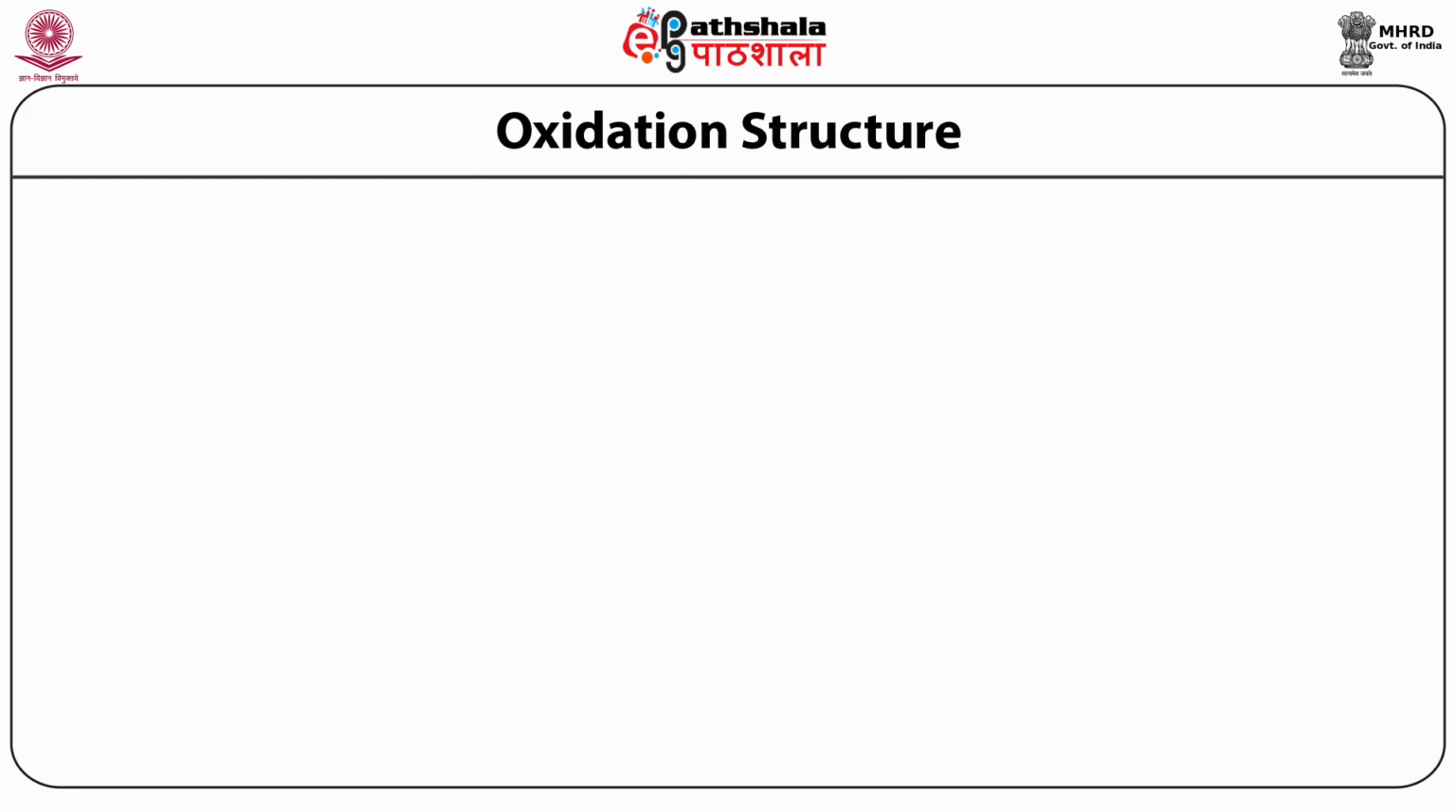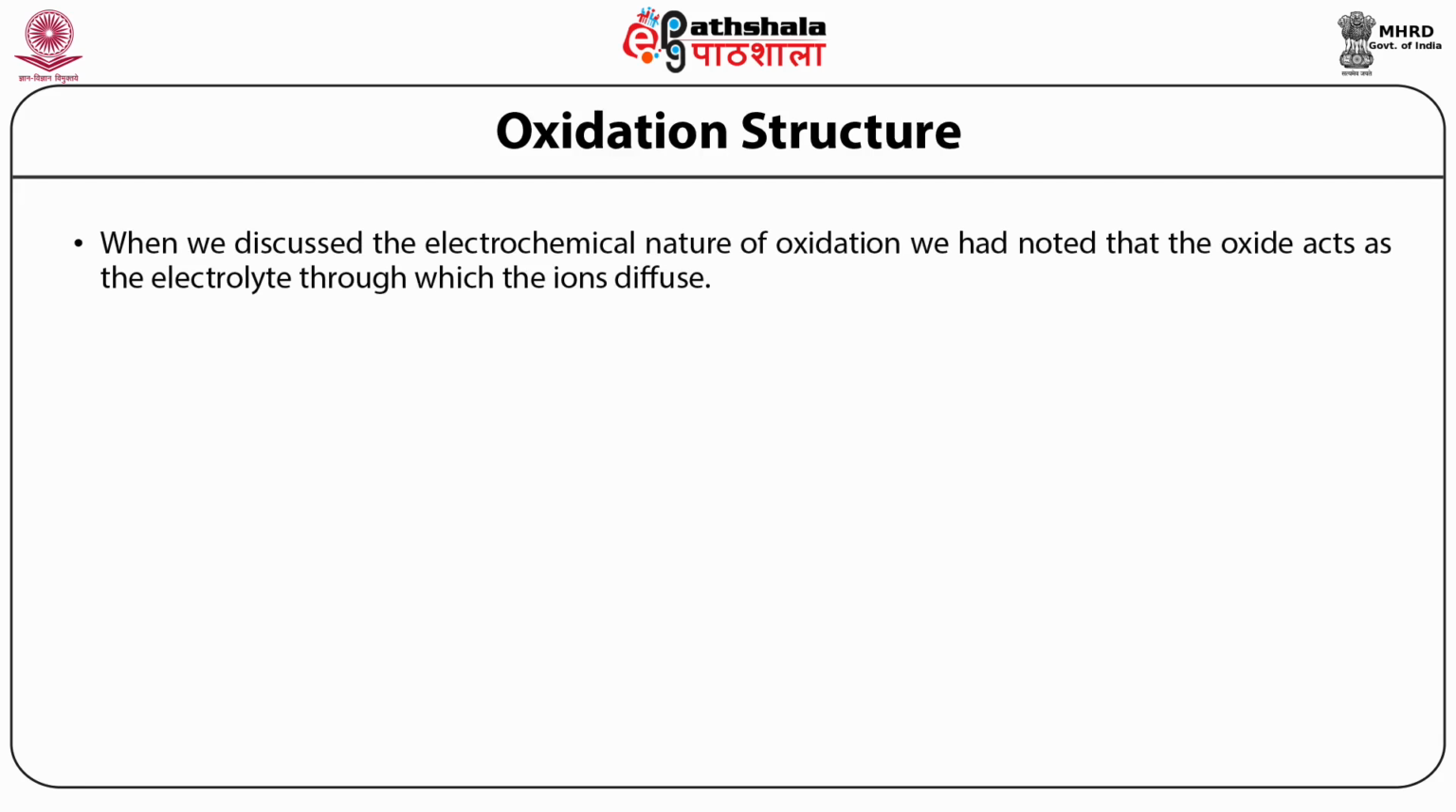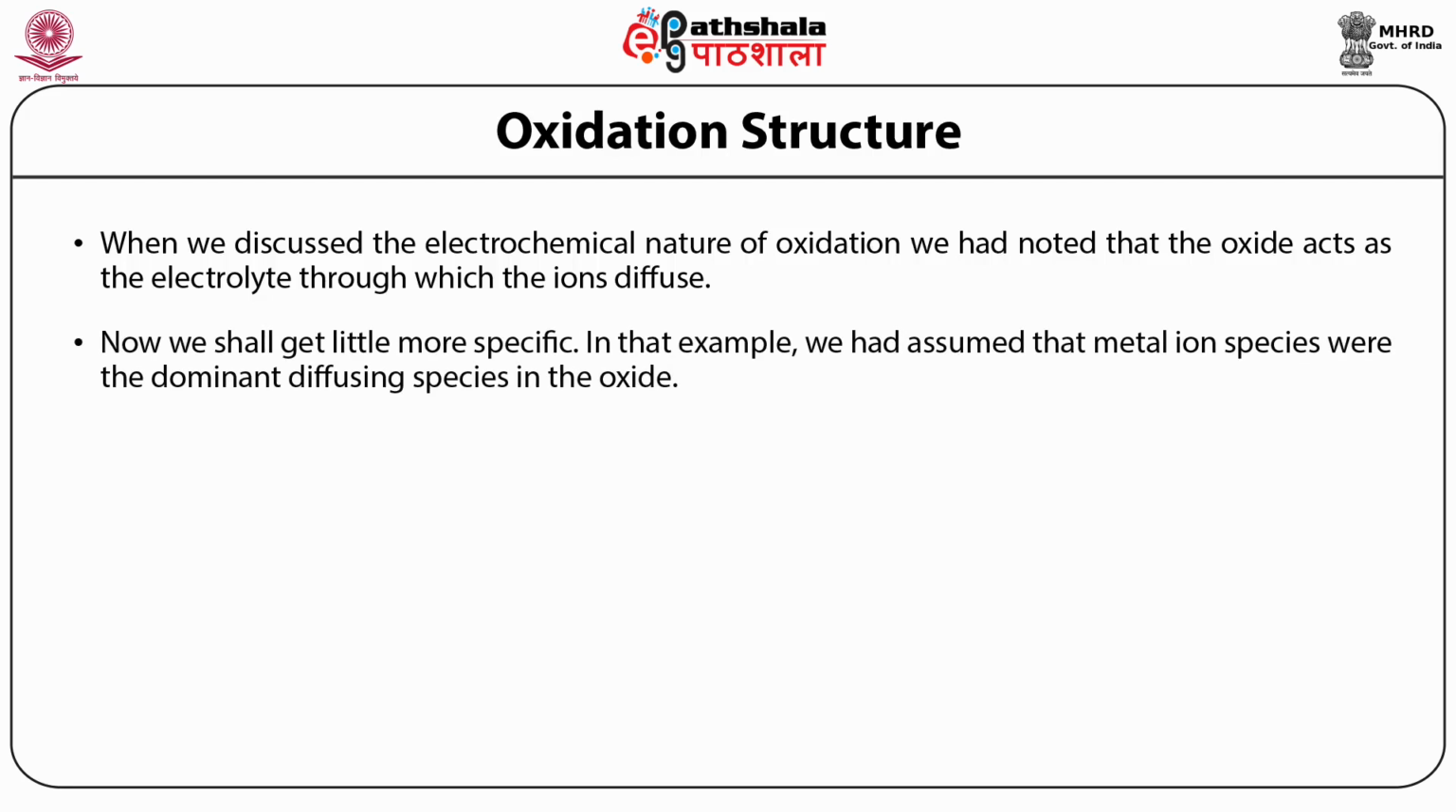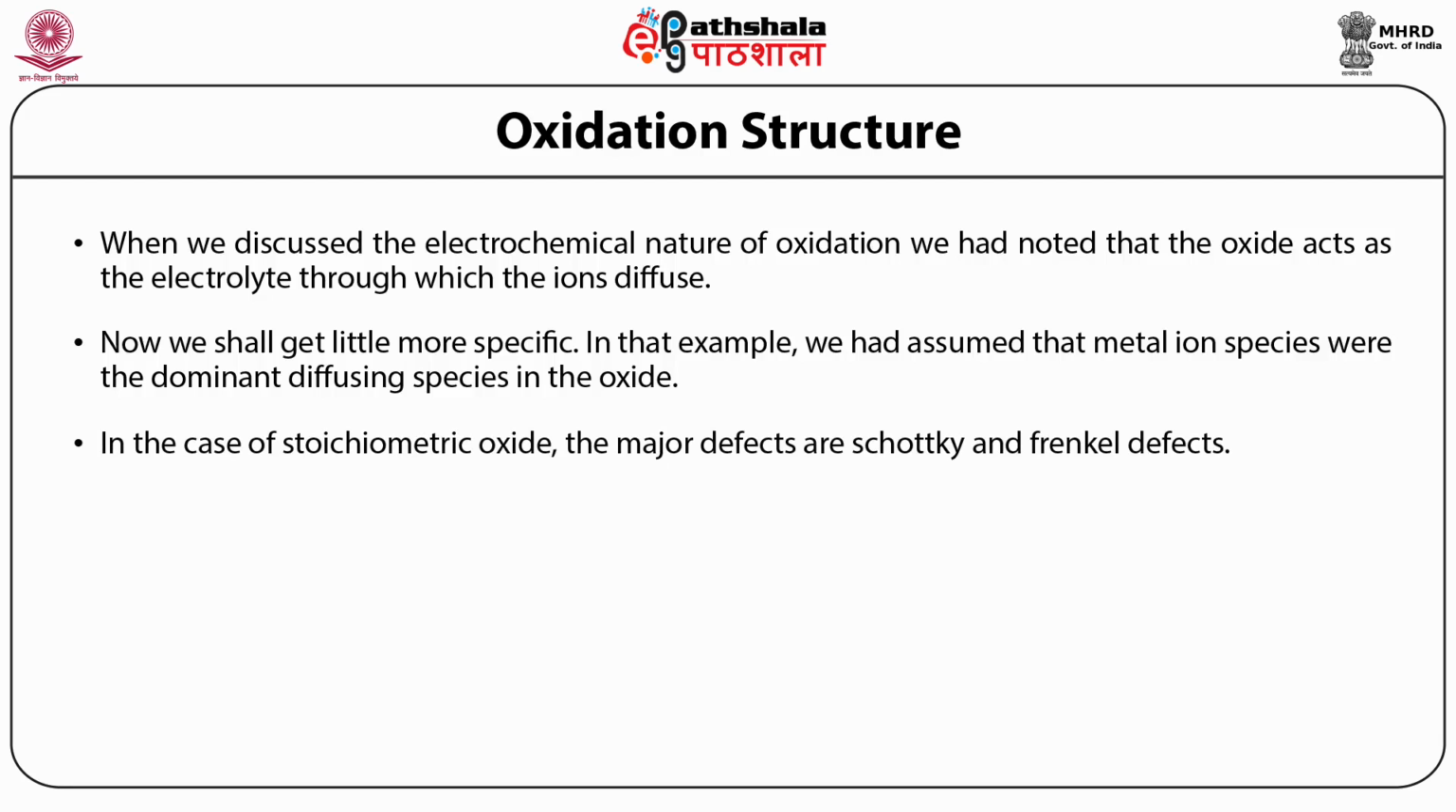Oxidation structure. When we discussed the electrochemical nature of oxidation, we had noted that the oxide acts as the electrolyte through which the ions diffuse. So now we shall get a little more specific. In that example, we had assumed that the metal ion species were the dominating diffusing species in this oxide.